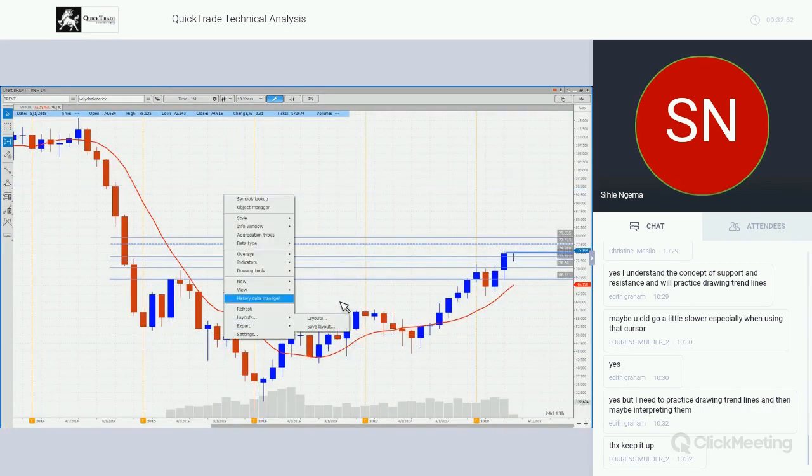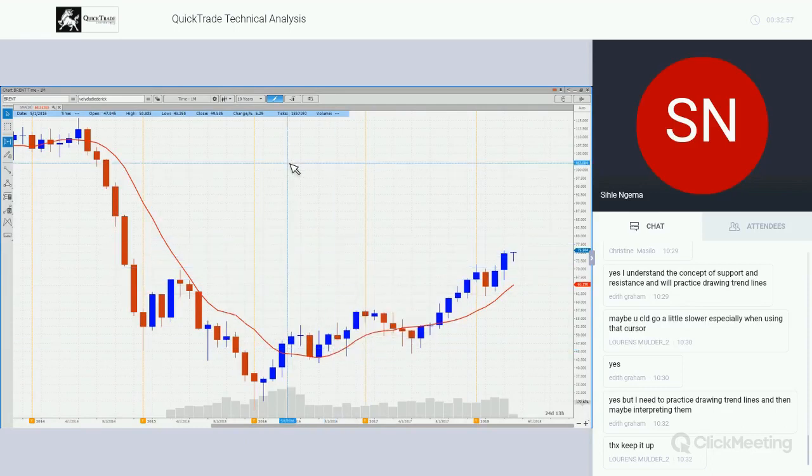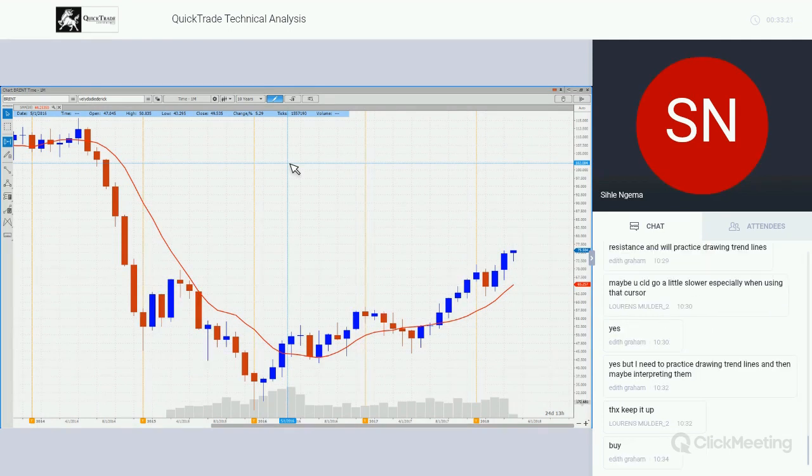Just remove all these lines. Okay, what stands out to you guys here? Can you spot anything? What are we supposed to do here? Are we supposed to buy or sell Brent crude? In fact, we got maybe a signal a while back. What should we have been doing on Brent crude? We should have been buying Brent crude.